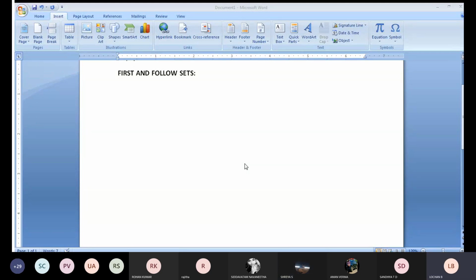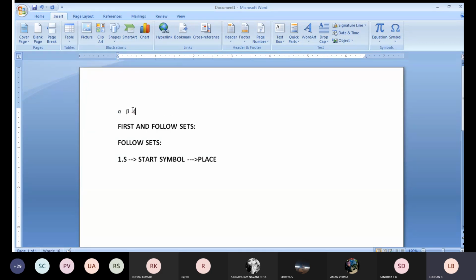Okay, so we'll move to the follow. In the follow also you will be applying 3 steps. Whenever we are going to solve the follow, we need to follow 3 steps. First is, whenever you get capital S, your start symbol, not only S, you can have anything, you are going to place dollar.